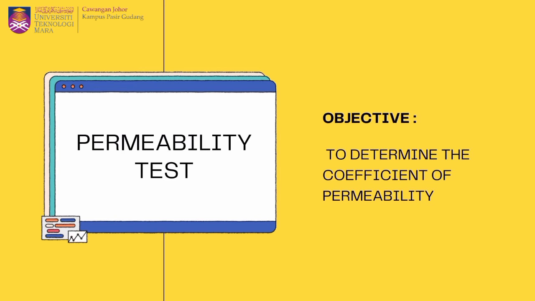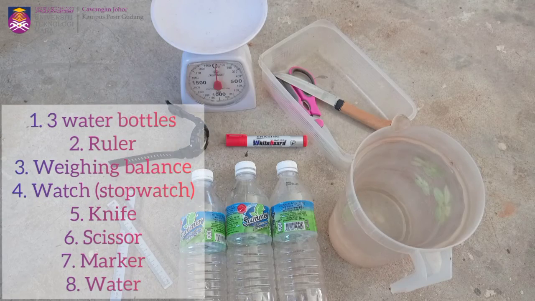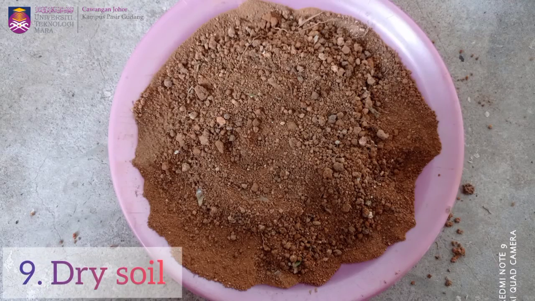The next experiment is the permeability test. Actually, I follow the falling head test as my example. So the objective will be the same as the falling head test. So I will show you guys the materials and apparatus that I use for this experiment. You know the material and apparatus that I use for the experiment. So let's begin with the procedure.